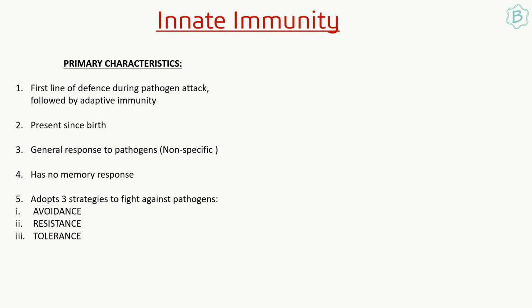There are three different types of strategies that the innate immunity will adopt in order to fight against the pathogen. First is avoidance, where it prevents exposure of the body to pathogens. However, if the pathogen has still managed to get past the first few barriers, then resistance will come into action and it will try to eliminate or decrease the pathogen load in the body. And the third type is tolerance. So the body has a natural tolerance towards the pathogen and this will try to enhance the overall resistance mechanism.